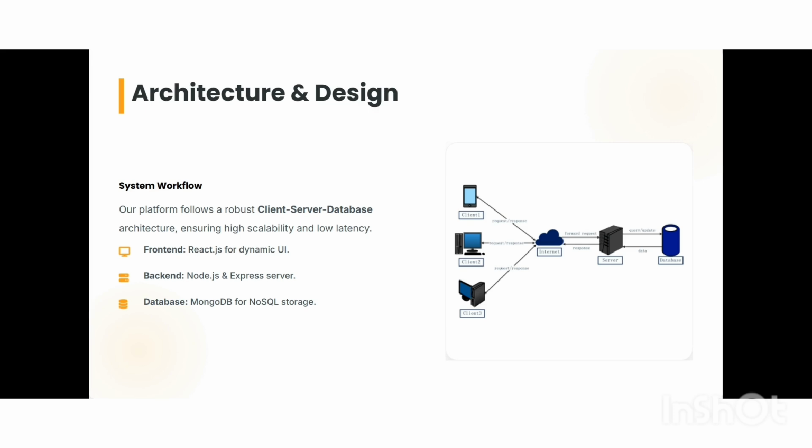Coming to my architecture and design. This slide shows how the app works behind the scenes. We have a front end, back end, and a database. The front end, we used React.js, is what the user sees on the screen. The backend server, Node.js and Express, handles the main business logic and security. Database is used for storing all the information about the users and food. We used MongoDB for NoSQL storage.